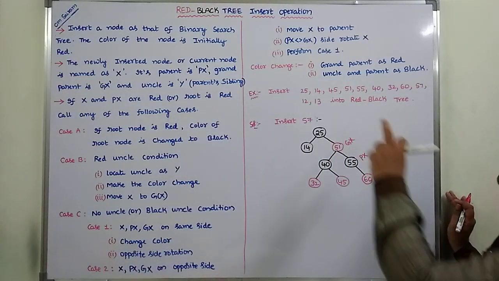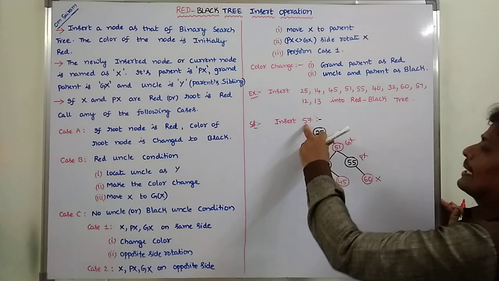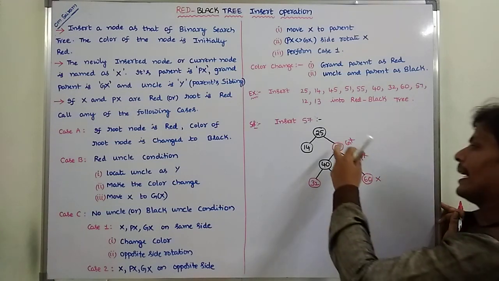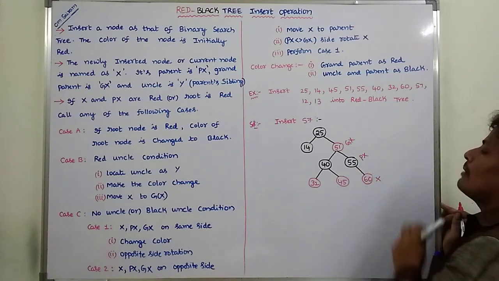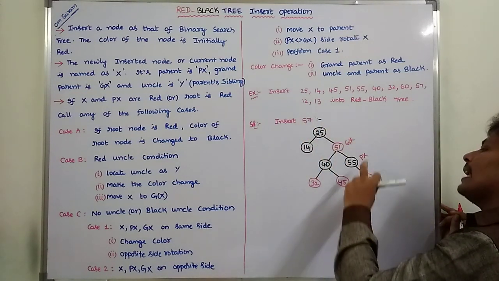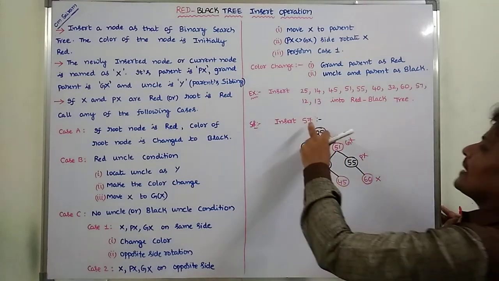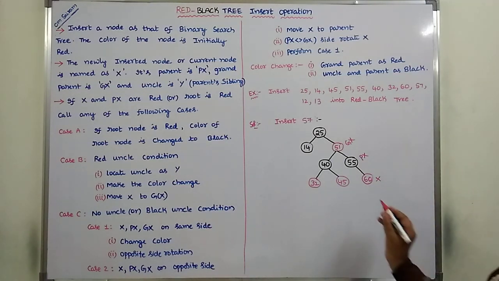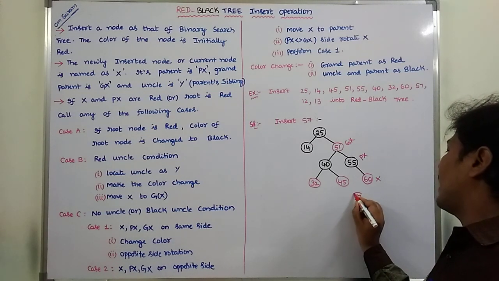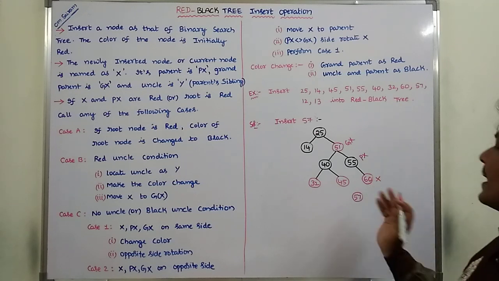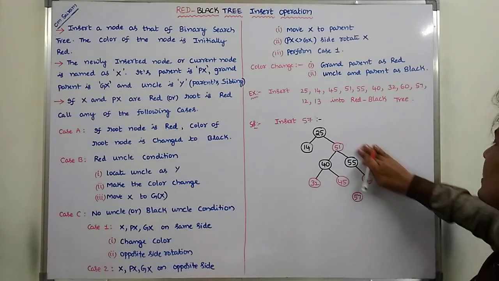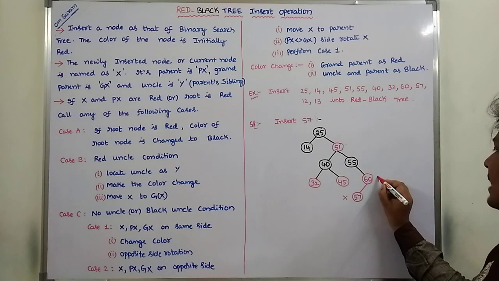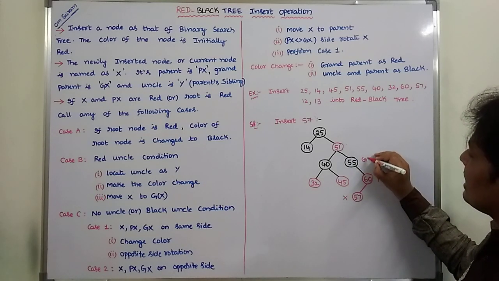Now 57 is compared with 25. It is greater, so go to the right hand side. 57 is compared with 51. It is greater, then go to the right hand side. 57 is compared with 55. It is greater than 55. Go to the right hand side. 57 is compared with 60. It is lesser, so go to the left hand side. Here we are inserting 57 to the left hand side of 60. Now this node is X, and its parent is Px and its grandparent is Gx.